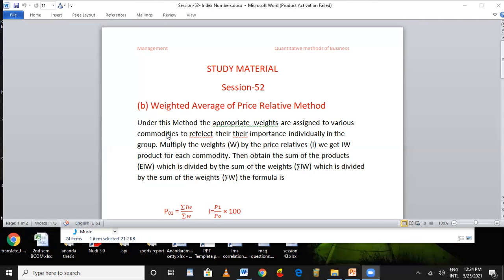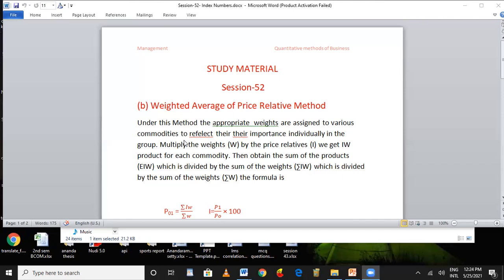Wheat is calculated on the basis of kgs, price per kg, so this is the rupees price. But for oil, some oils they measure in liters, and they will calculate on the basis of liters. So here, commodities reflect their importance individually in the group. In the group there will be many types, many measurements. Individually here we are giving importance to each and every commodity.